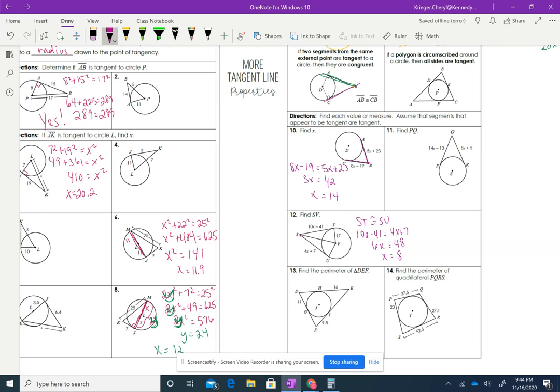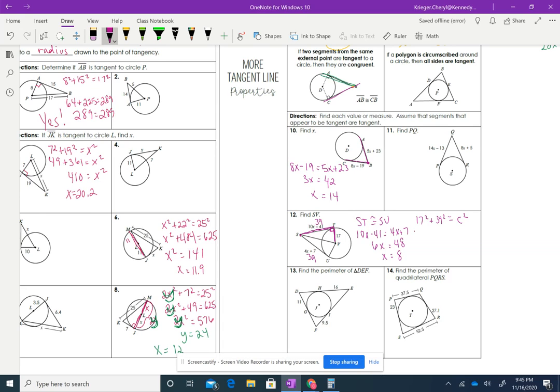Okay, so if x is 8, then I could say 4 times 8 is 32, plus 7 is 39, right? And this one should also be 39. And so if my radius is 17, my right angle is at the tangent point T, and I can find SV by using Pythagorean's theorem. So 17 squared plus 39 squared equals c squared.